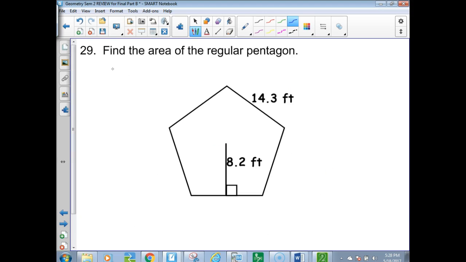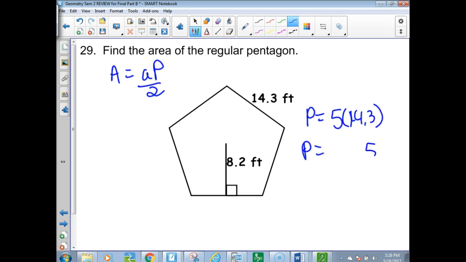Okay, number 29, this is a regular polygon. The area of the regular polygon is the apothem times the perimeter divided by 2, or half the apothem times the perimeter. The perimeter of this thing is 5 times 14.3, because all those sides, these are regular polygons, add up to 5 different sides of 14.3. That's 71.5. Okay, that's my perimeter. Now I'm ready to plug into the formula because this is your apothem right there, 8.2. So the area is going to be 8.2 times 61.5 and then we're going to divide that by 2.